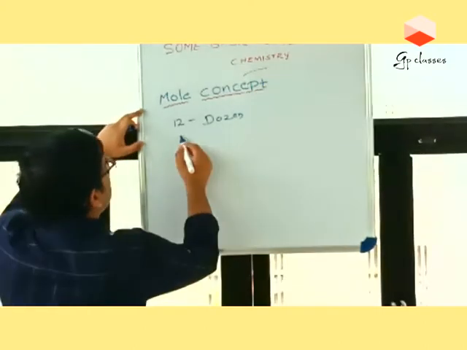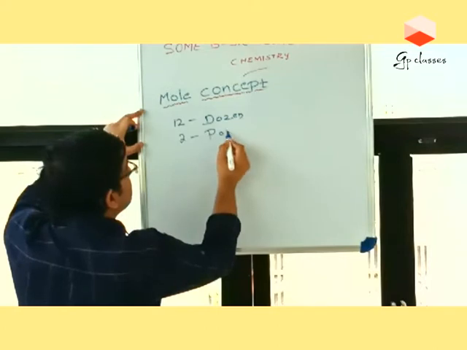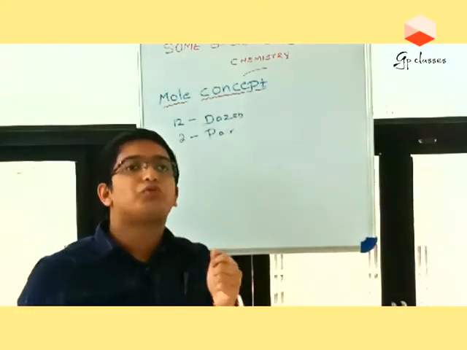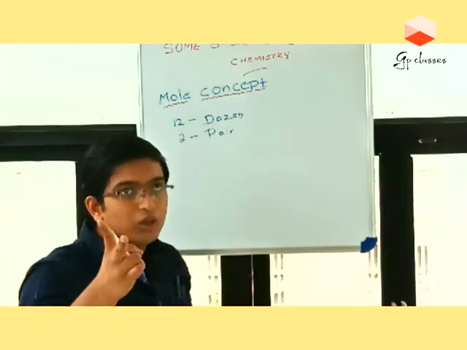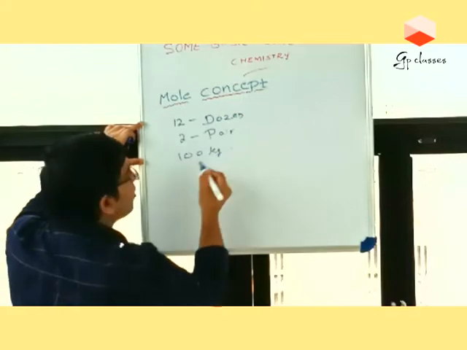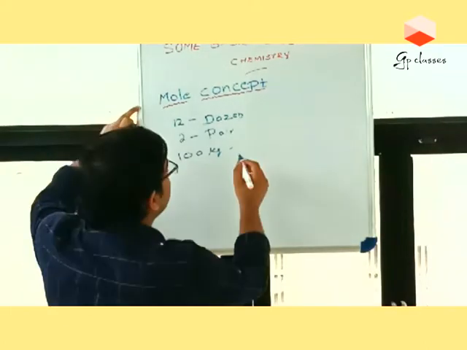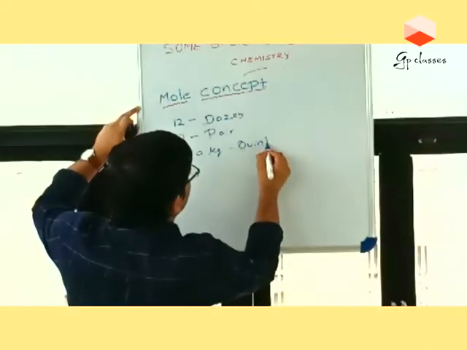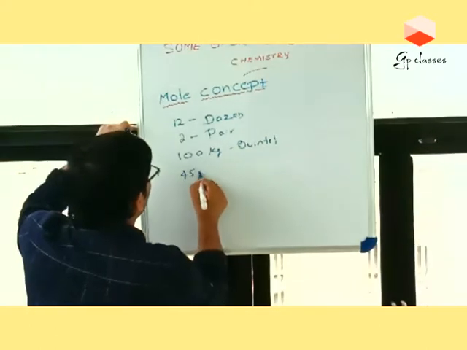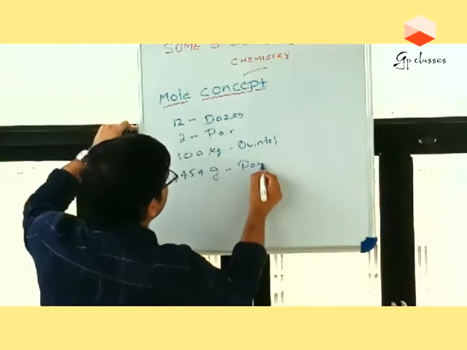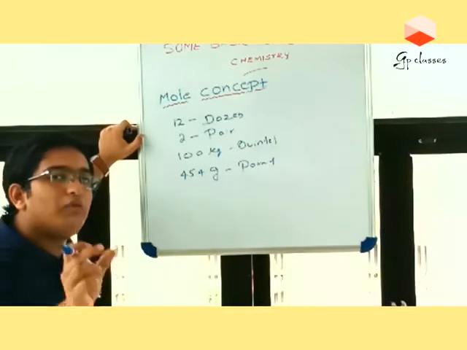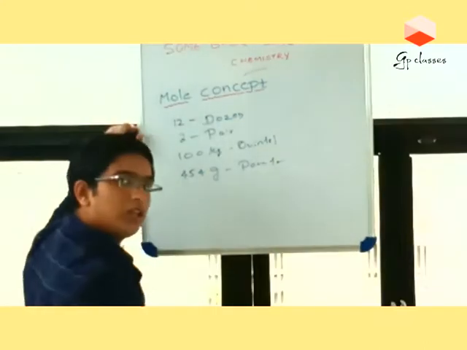2 stands for a pair. We purchase a pair of shoes, and a pair of shoes consists of 2 shoes. The other is 100 kg. What is 100 kg known as? 100 kg is known as a quintal. Let's take 454 grams. It is known as a pound. It's a unit of weight. 454 grams is known as a pound.